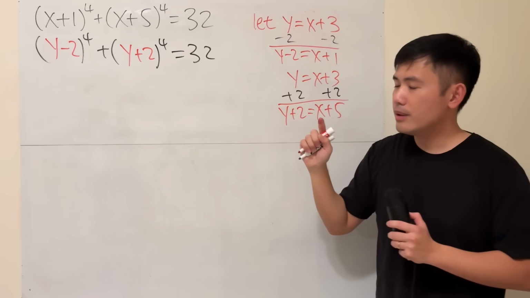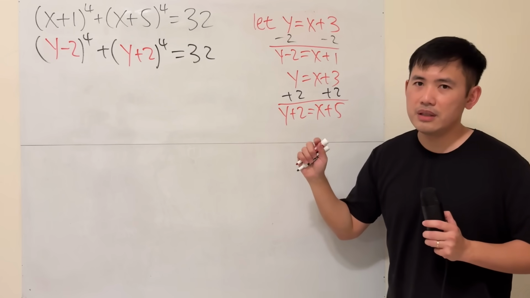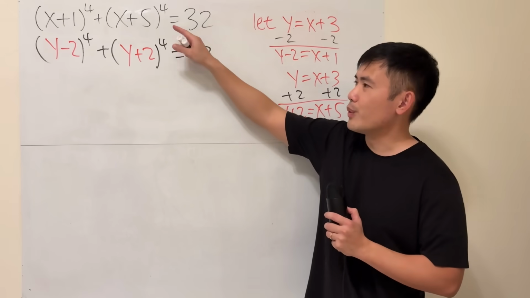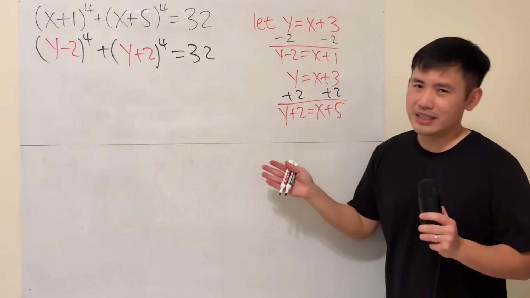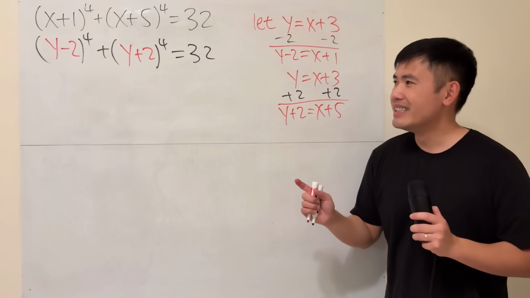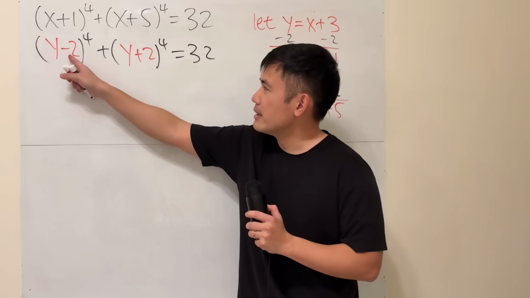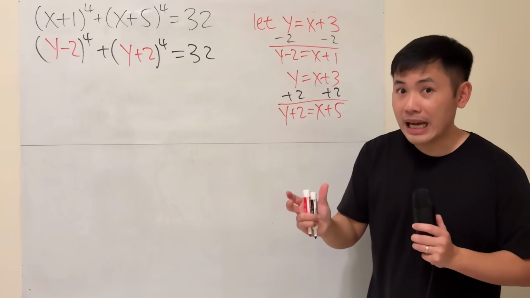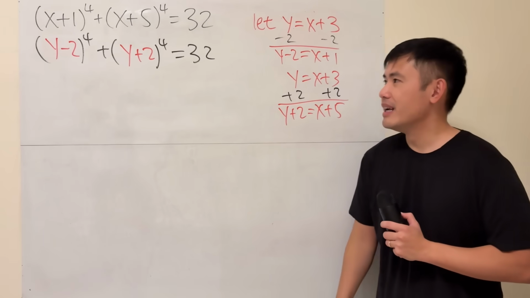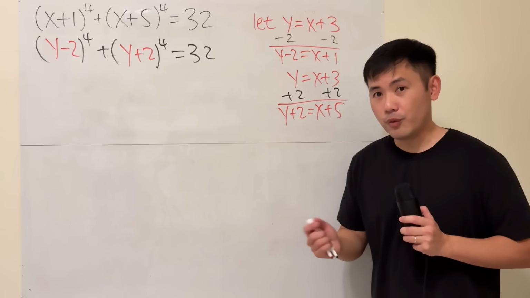And I guarantee you, this is going to be easier compared to the original one if you expand it. We still do have to expand the fourth power though. But the advantage is that you have the minus 2 and then plus 2. There will be a lot of terms that will cancel each other out. Now, the question is, how can we expand the fourth power?